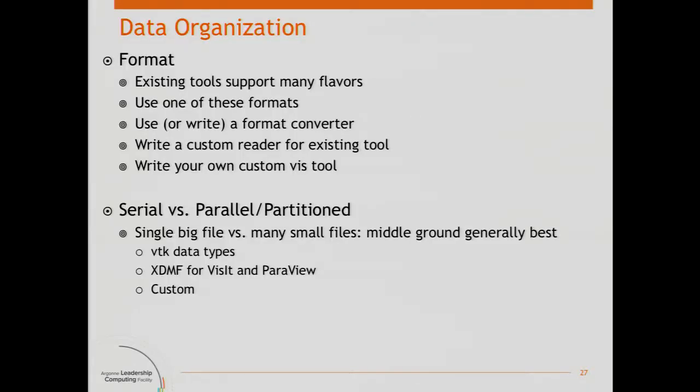And likewise, if you have a lot of very small files and a lot of processes accessing a very large number of small files, that can also lead to bottlenecks in the I/O. So somewhere in the middle is generally best. All the VTK data types support both parallel and serial files. XDMF, again, can support that for VisIt and ParaView, or you could write your own custom one. And we've done that in the past, where we wrote a little XML description that looks at regular grid data that's stored in a small number of files rather than one big file.